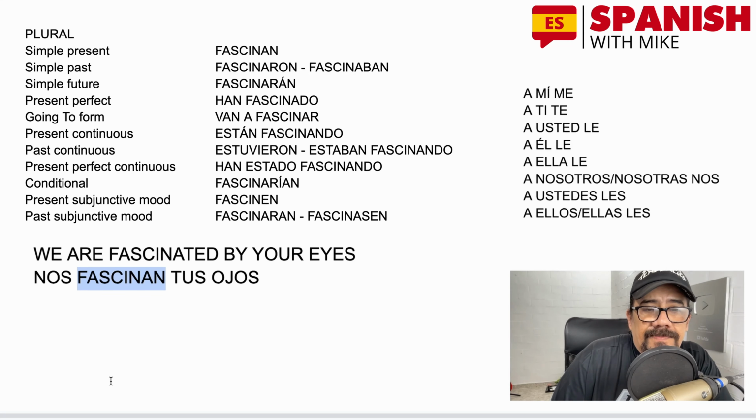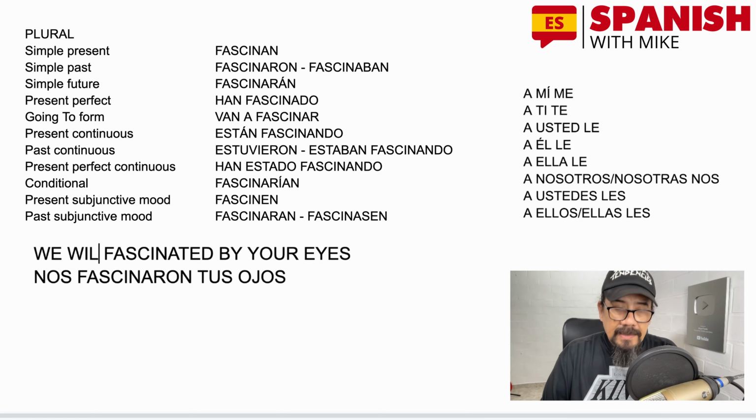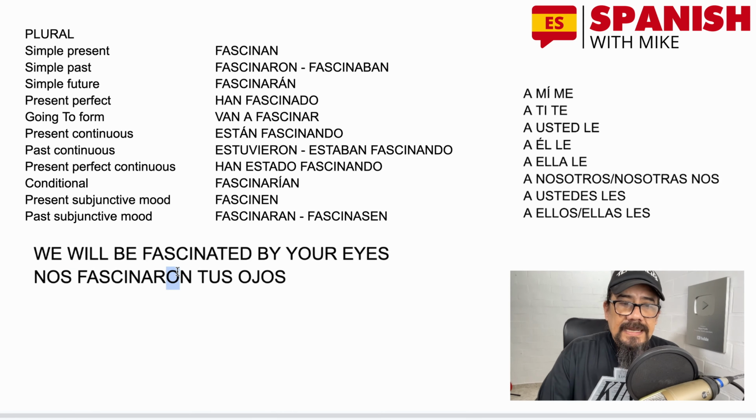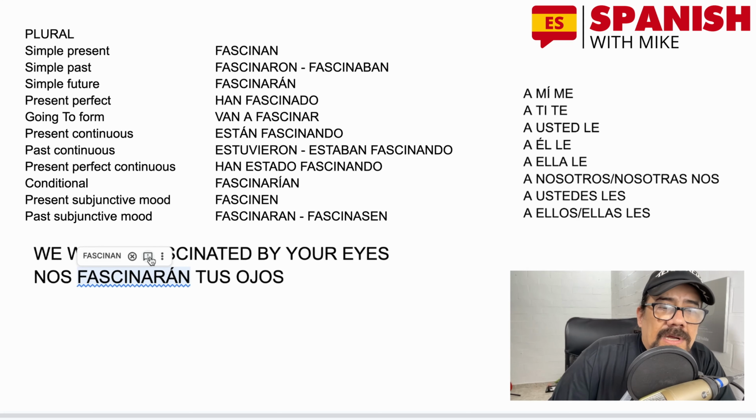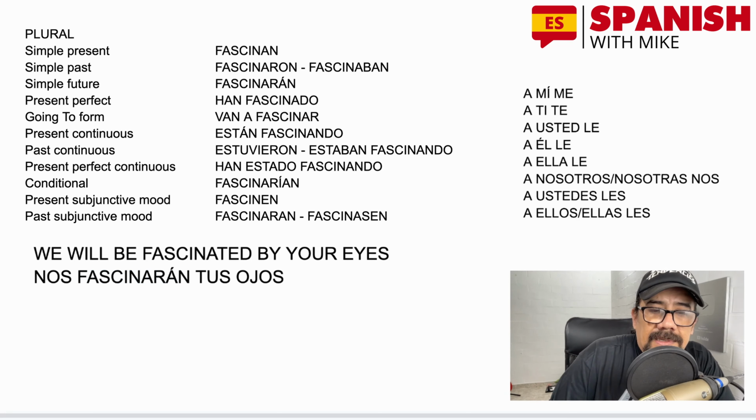Conjugation doesn't change. Conjugation only changes. We were. Nos fascinaban. O nos fascinaron. We will be. Nos fascinarán. And such and such. So as you can see, this is not really tricky. Well, it's a little tricky. It's not impossible. It's just a little tricky.